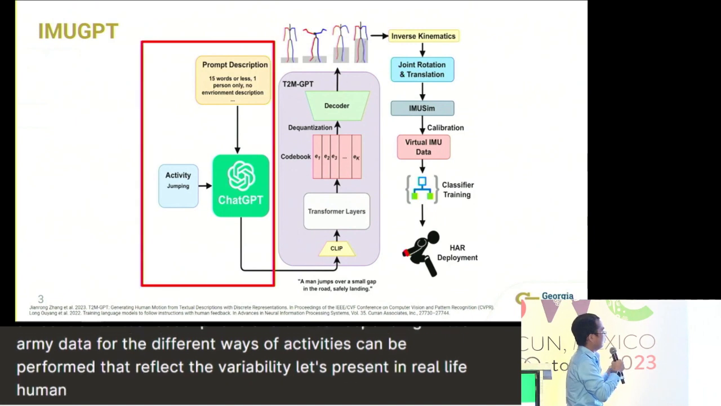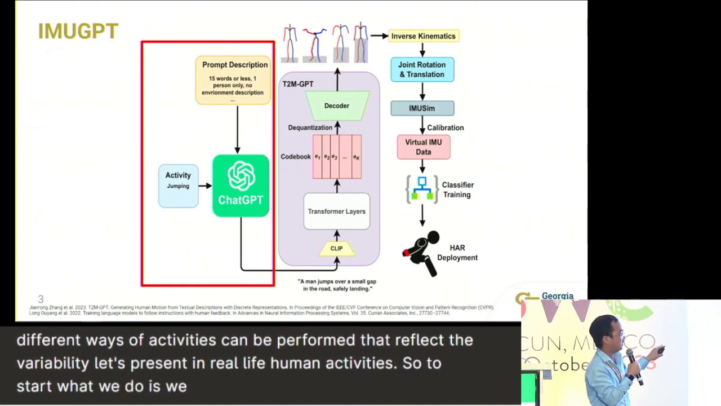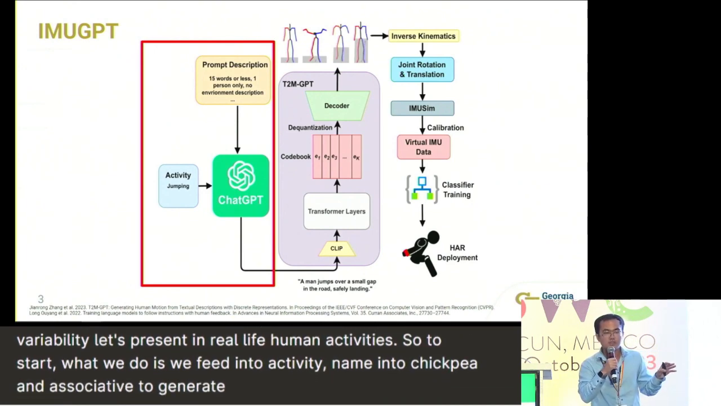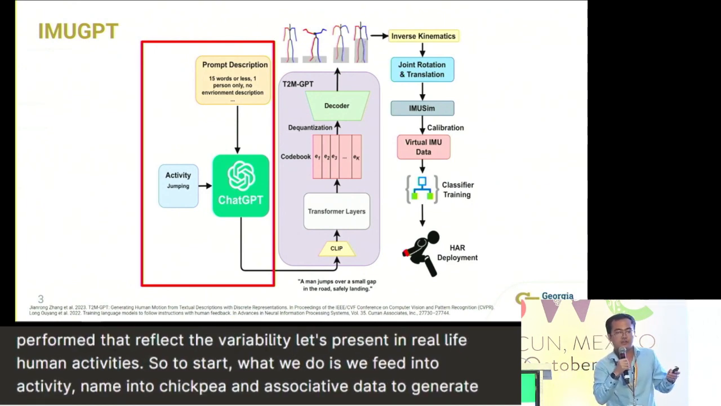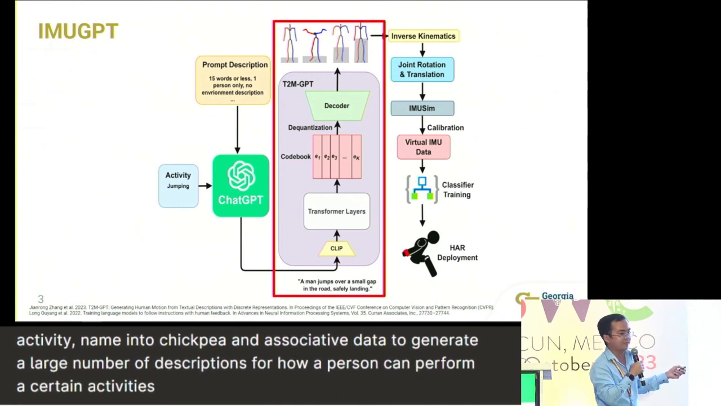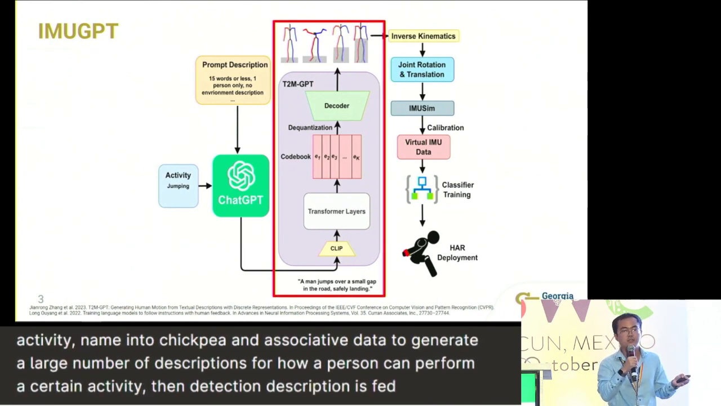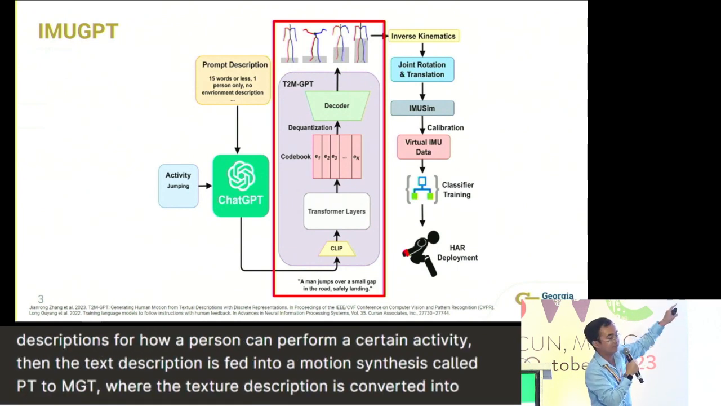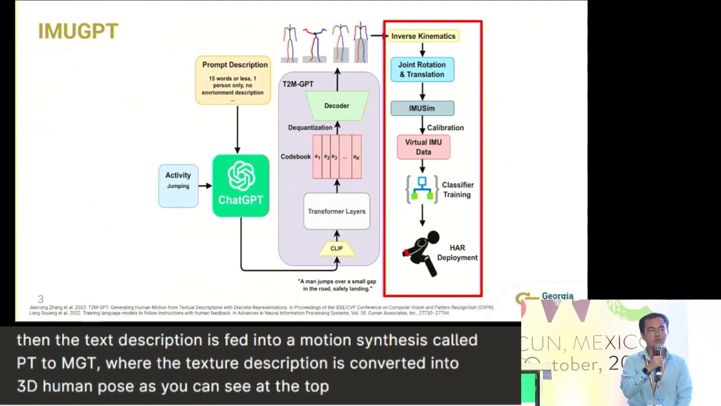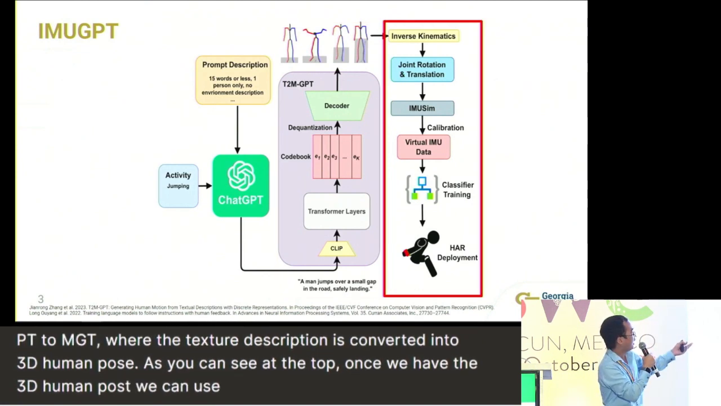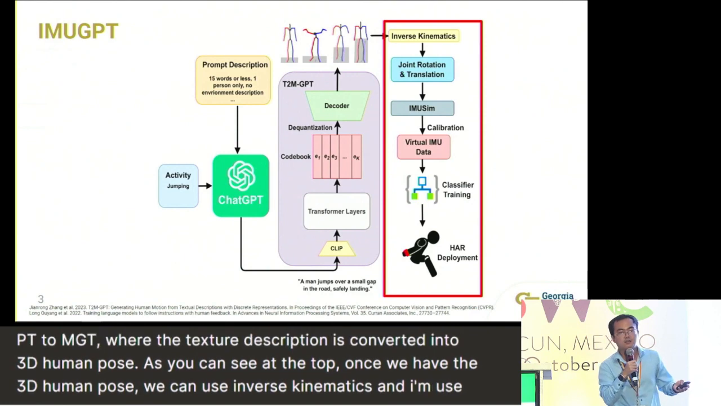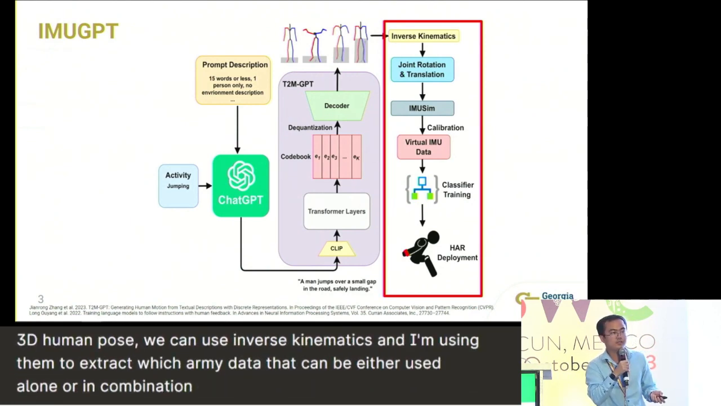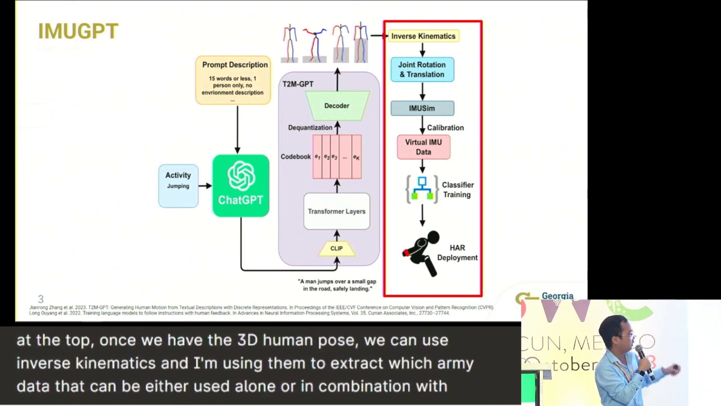To start, we feed the activity name into ChatGPT and ask it to generate a large number of textual descriptions for how a person can perform a certain activity. Then the textual description is fed into a motion synthesis model called T2M-GPT, where it is converted into 3D human pose, as you can see at the top. Once we have the 3D human pose, we can use inverse kinematics and IMUSim to extract virtual IMU data that can be used either alone or in combination with some real IMU data to train deployable HAR classifiers.